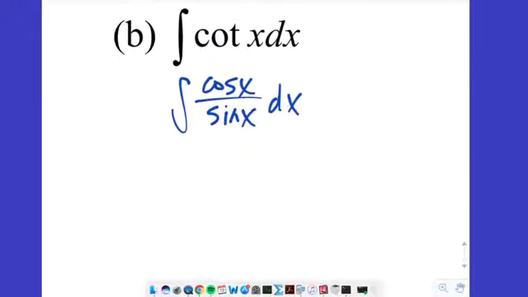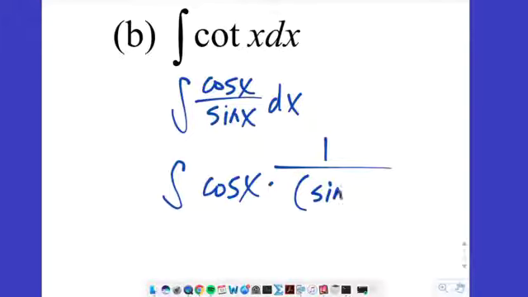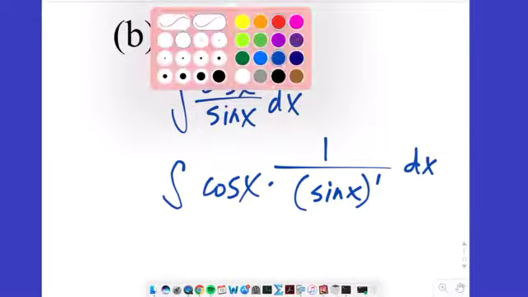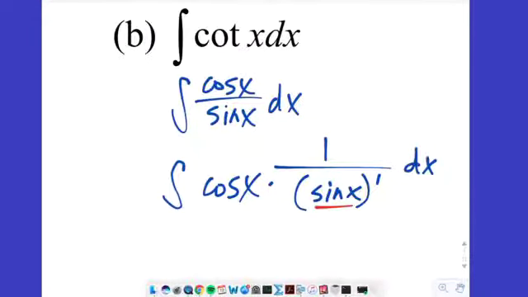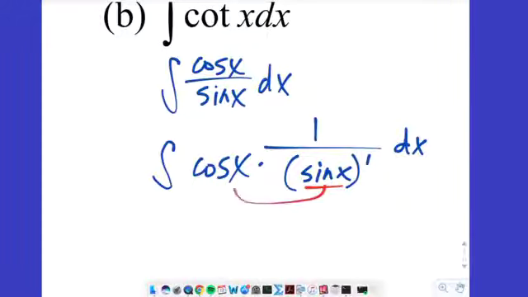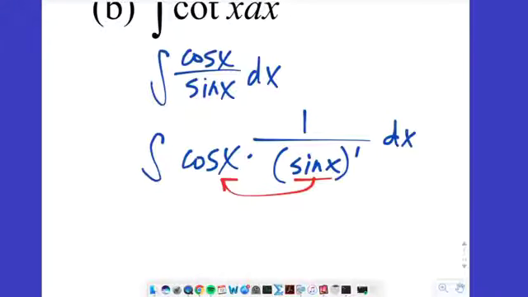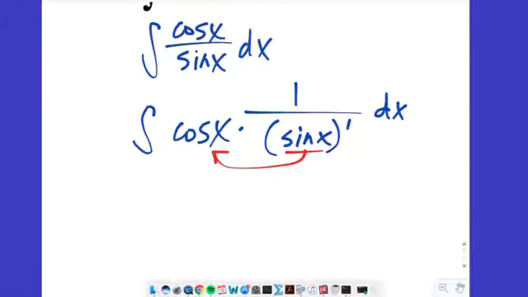Now I'm going to do this in a slightly different way. You could bring the sine to the top, but here's another way to think about it. Cosine of x times 1 over sine of x to the first power, right? Just kind of separating them. Now you could say still sine of x is the inside function. What's its derivative? Cosine. There's no correction to make at all. We're not off by anything. So we can go straight to the antiderivative. Cosine gets packaged back up.